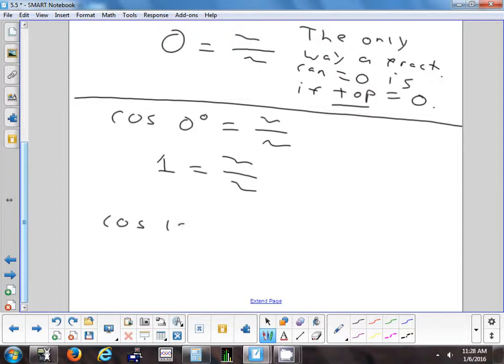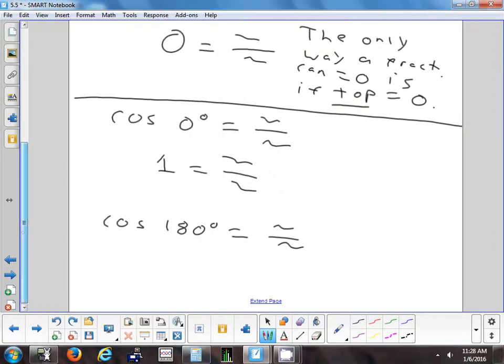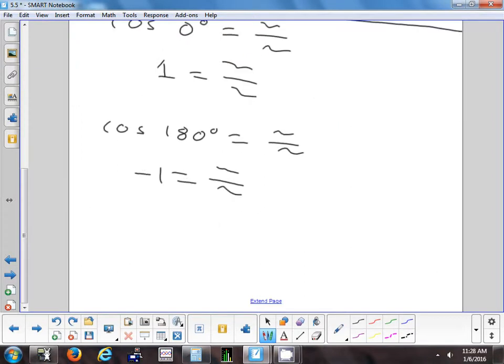Or what was the other angle, 180? Let's see what would happen if they were opposite directions. We get cosine 180, which is negative 1. What's the only way a fraction could come out to negative 1? If the top and bottom are the same, but one of them is negative. Opposites. So your 2 vectors are going to be parallel.